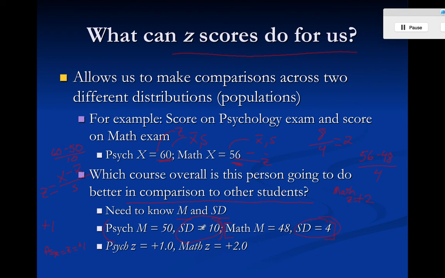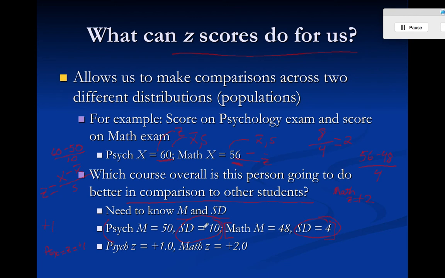So in other words, people are getting higher grades than just a 50. Maybe people are getting a 70, an 80, a 90, thus pulling the standard deviation up. Over here, people are very close to performing at a 48. Even though I'm at a 56, very close to a 48, I'm technically further away and doing better in math than I am in psychology according to my standard deviations.